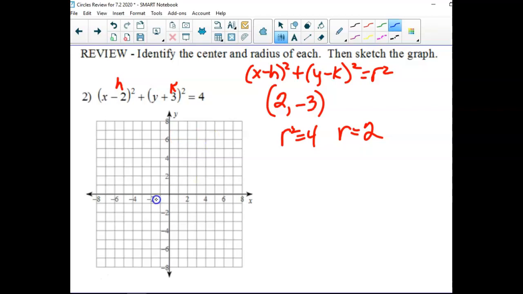So we're supposed to graph this, and we'll see who draws circles well. It won't be me, I promise. 2 to the right, down 3. Now, tell me, if the radius is 2, what should I do? Okay. Every direction, meaning straight up, straight to the left, straight down, and straight to the right, and then connect them. It does not go through exact ordered pairs in between.